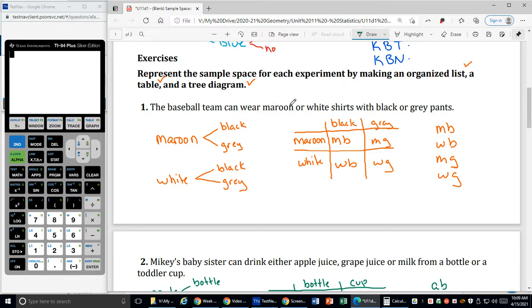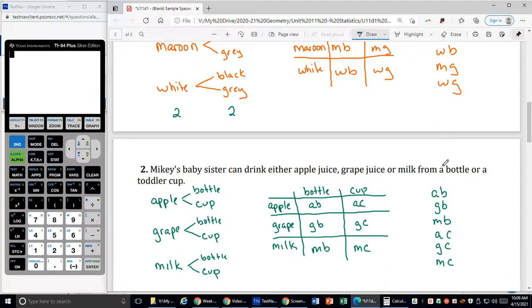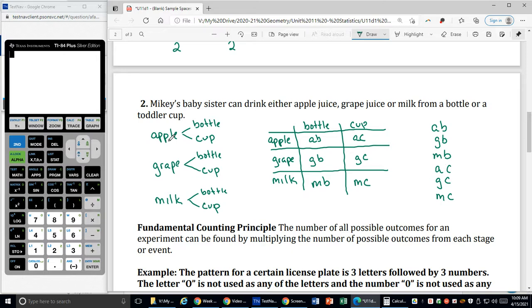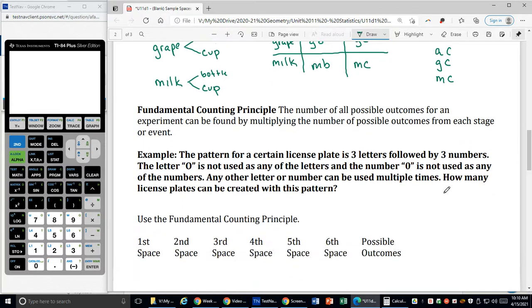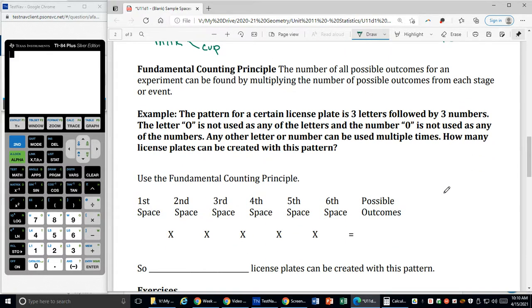If I'm choosing between maroon and white, that's 2 options for my shirt. Between black and gray for the pants, that's 2 options. 2 times 2, I had 4 options, okay? Then here, I had 3 options to choose to drink, and then I had 2 options for how I was going to drink it. 3 times 2 is 1, 2, 3, 4, 5, 6. So with the fundamental counting principle, you're just multiplying how many options there are to find out your total possible outcomes.